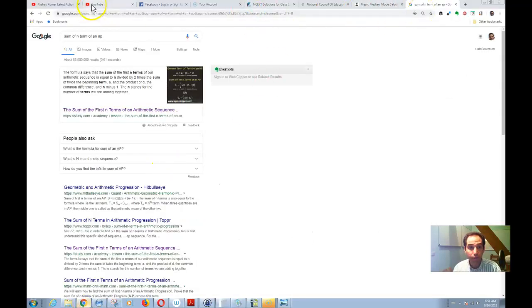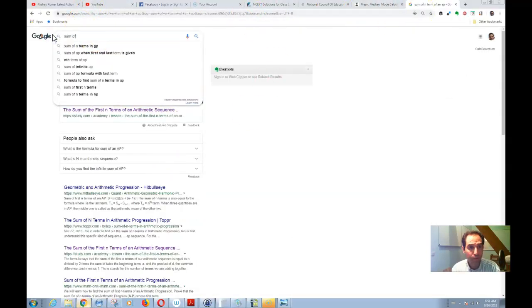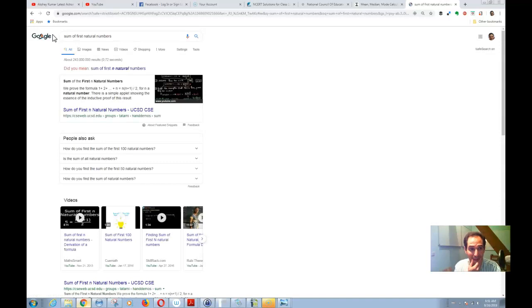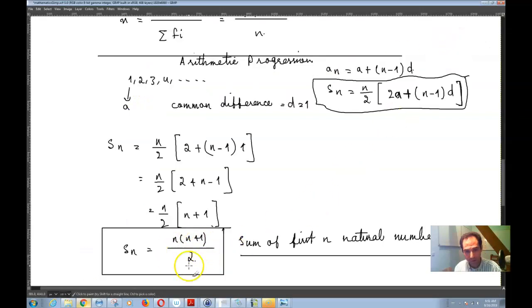Meaning that over here, the sum of, for example, the first n natural numbers gives you n times n plus 1 divided by 2. So if you understand basic things about arithmetic progressions and geometric progressions, you can calculate all of these by yourself without having to memorize all of these formulas.